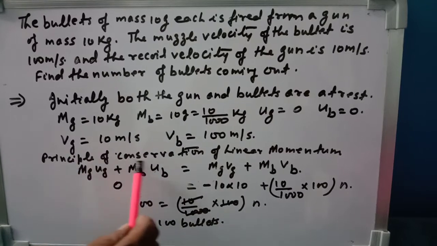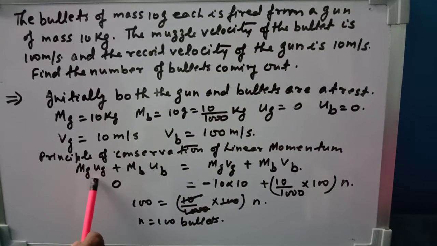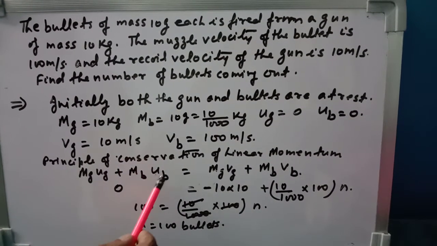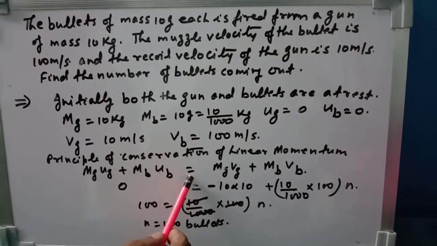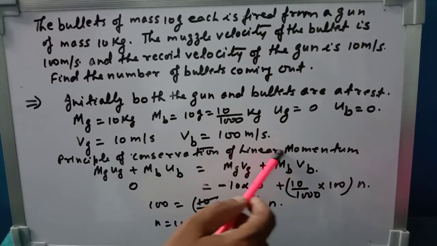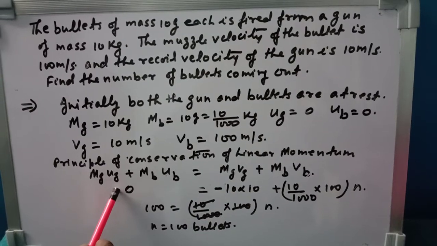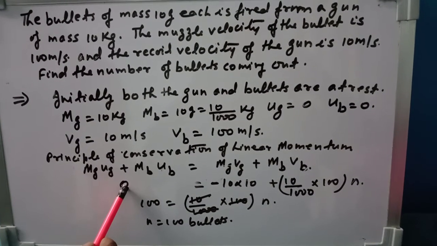Now we will apply the principle of conservation of linear momentum, that is MG UG plus MB UB, the initial momentum of the whole system, that is the bullet and the gun, is equal to MG VG plus MB VB, the final momentum of the whole system, that is bullet and gun. The initial linear momentum is 0 as both the bullets and the gun are initially at rest.